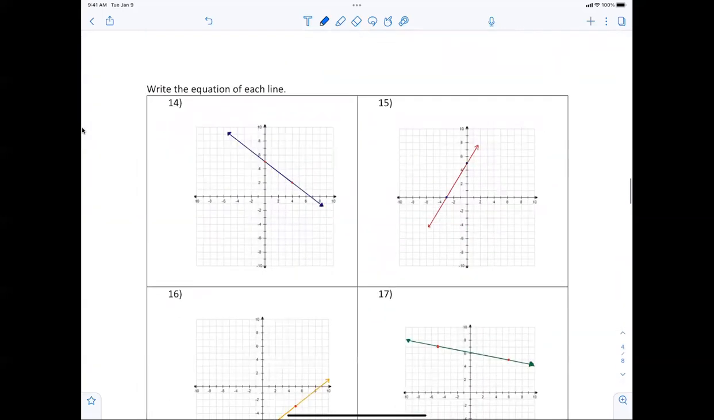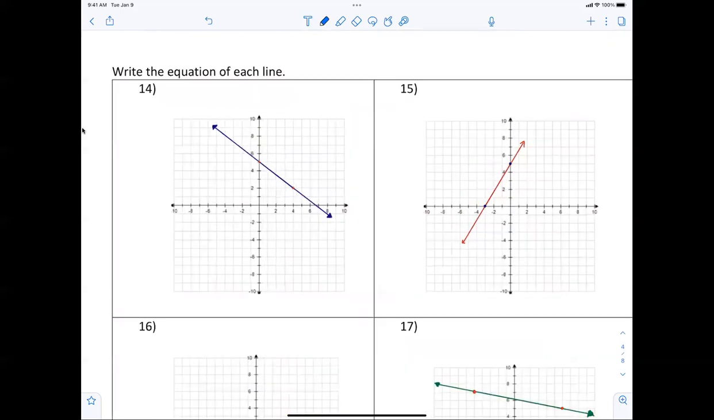Everybody go to 14 now. We went from the equation to the graph, and now we're going to go from the graph to the equation. If you know how to go from the equation to the graph, going from the graph to the equation is not a big deal at all. Please don't make it a big deal. Please pay attention so you don't miss anything.